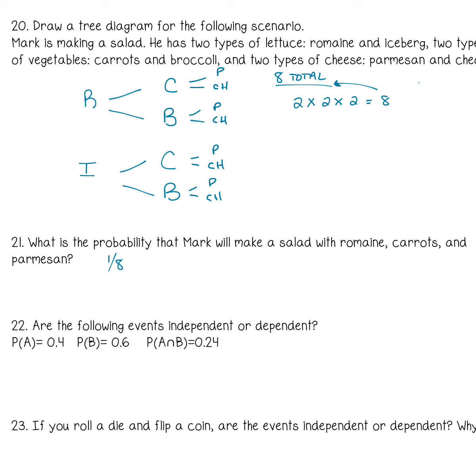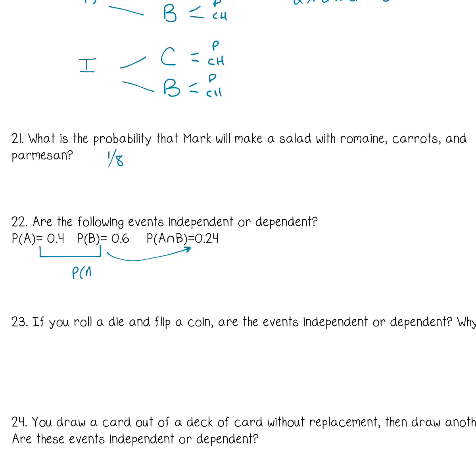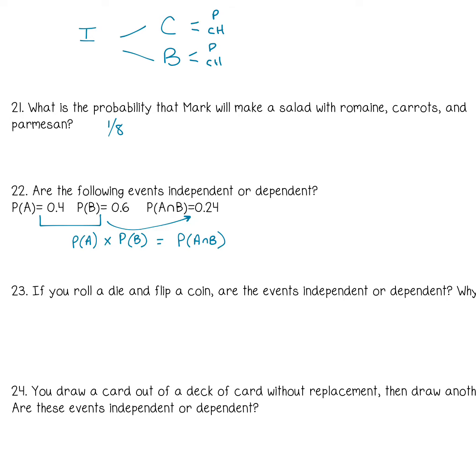Okay, are the following independent or dependent? So if we remember from way back, in order to be independent or dependent, when we multiply these two numbers together, it should equal our intersection. So when we say probability of A times the probability of B, okay, it should equal the probability of A and B. Meaning the A doesn't affect B and vice versa.